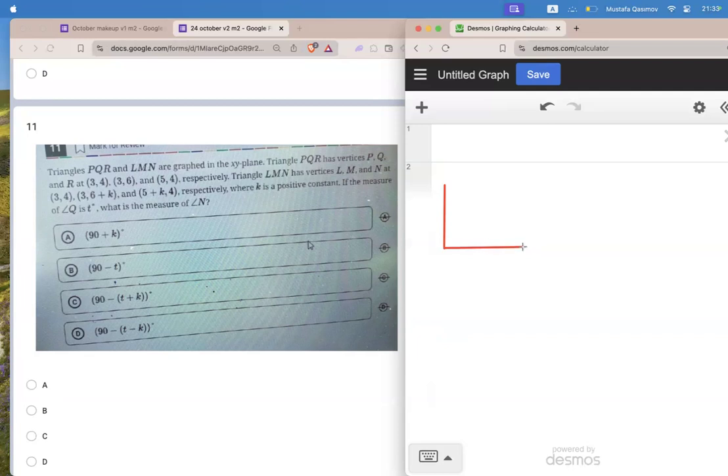Yeah, right. It is 45. So when you draw it, you can see that in between 3, 4 and 3, 6, there's 2 units. 3, 4, 5, 4, there's also 2 units. It means that it will be like that. 2 here and 2 here. Yeah, and we can think of it as 45, 45, 90 degrees.